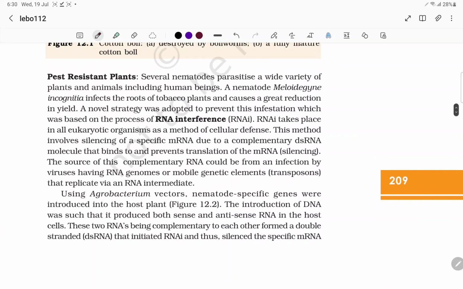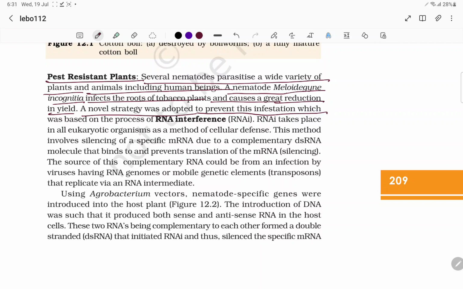Next thing is pest resistant plants. So what is this? Several nematodes parasitize a wide variety of plants and animals including human beings. A nematode, Meloidogyne incognita, infects the roots of tobacco plants and causes great reduction in the yield. A novel strategy was adopted to prevent this infestation, which was based on the process called RNA interference.